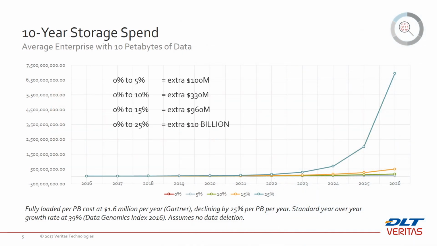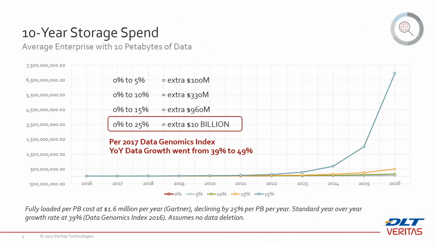This is just a quick glance at the exponential difference in storage spend that enterprises will likely incur if they're not careful with how they store and manage their data. In 2016, Veritas published the inaugural Data Genomics Index. This report references a 7 petabyte sample of enterprise unstructured data which spreads across industries and geographies. Based on that research, Veritas derived a real data growth rate of 39%. Veritas is about to publish the 2017 version of this index, and guess what? Data growth has accelerated to 49%, a 25% increase over the previous year.